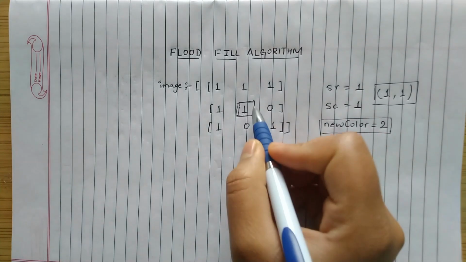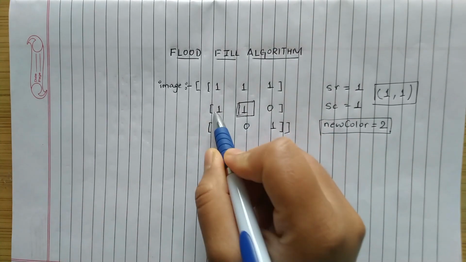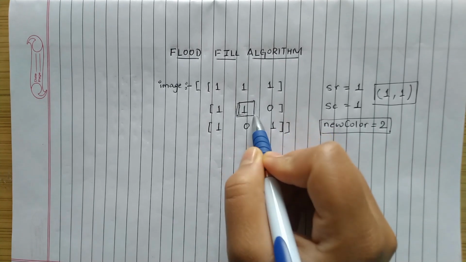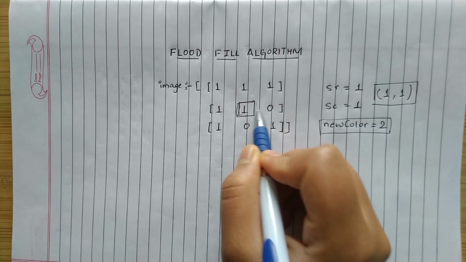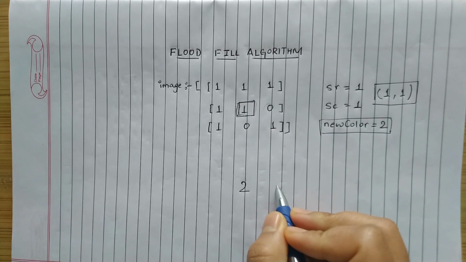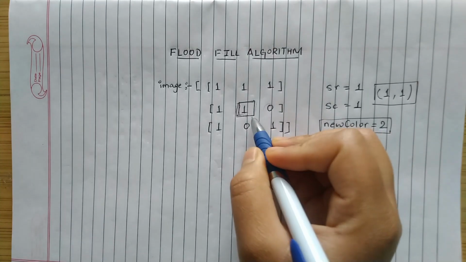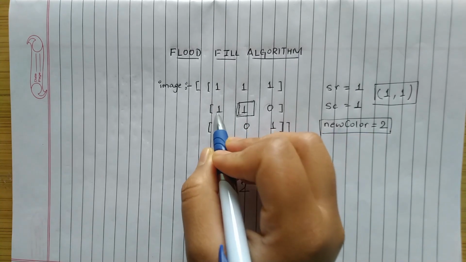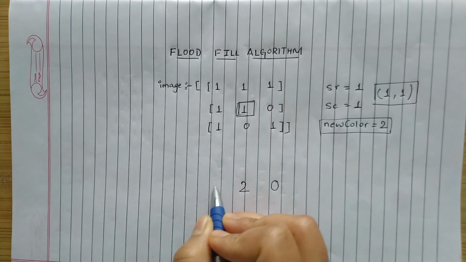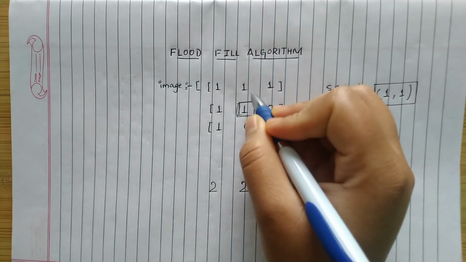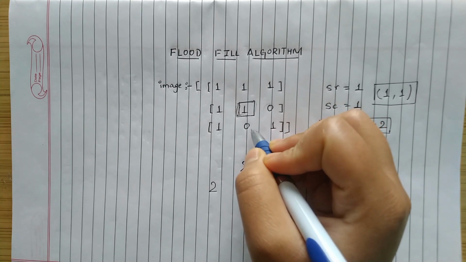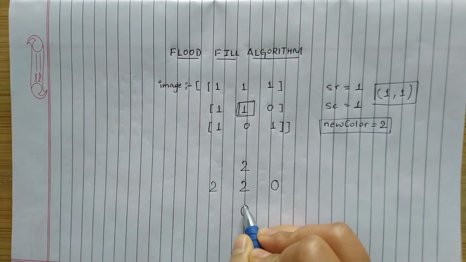Now what we have to do is check all of its sides. If any of them is the same as this number, then we will have to change them too. For example, on the right of this 1 we have 0. So 0 will remain 0 as it is not 1 and it will not get filled. On the left side we can see 1, so 1 will be changed into 2. On the top of it we can see 1, and 1 will be changed into 2, and below it is 0, so 0 will not be changed.